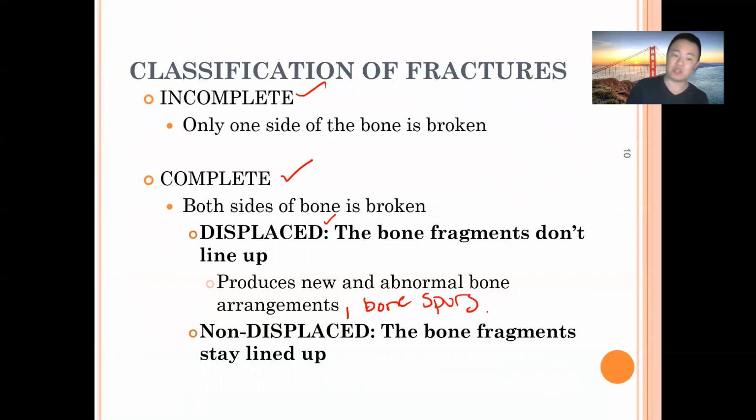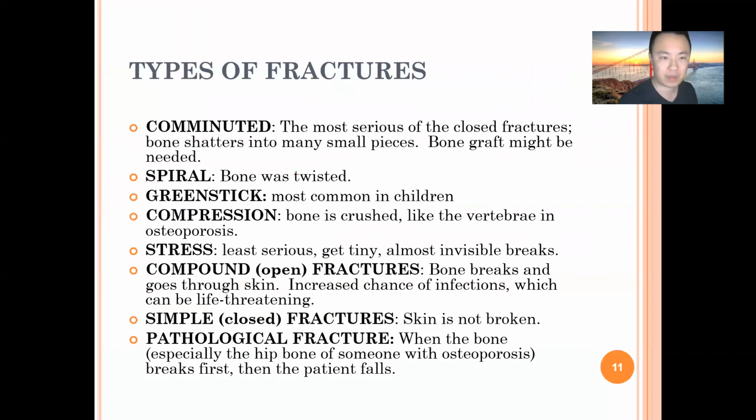Now, a non-displaced one is where you get lucky and all the bone fragments do line up, and so they'll eventually reconnect back together and it should be okay. Other types of fractures include the comminuted, and this is the most serious type of closed fracture where the bone shatters in a lot of pieces and it makes it very difficult to puzzle back together. A bone graft might be needed.